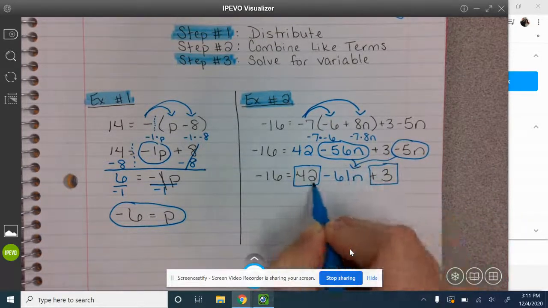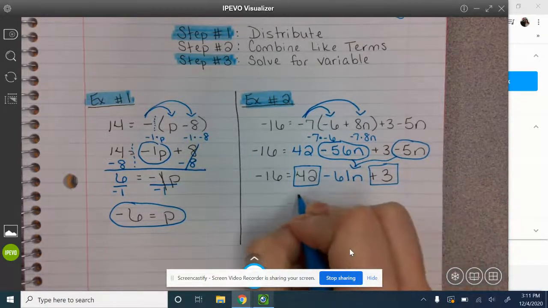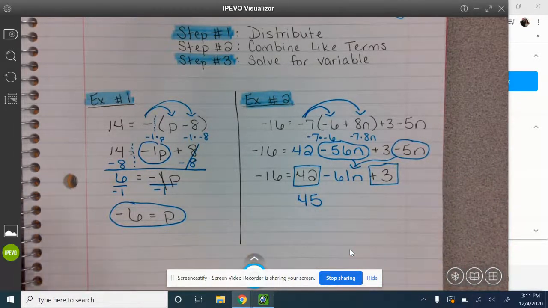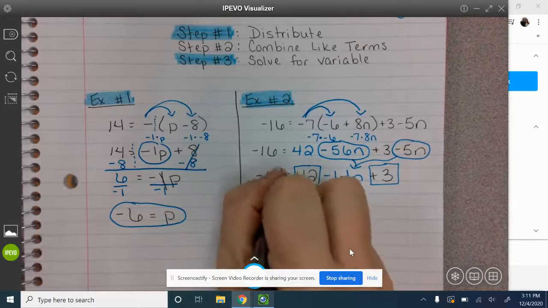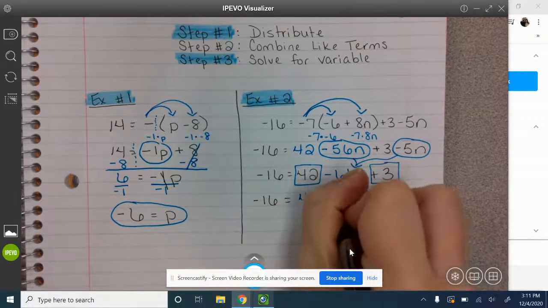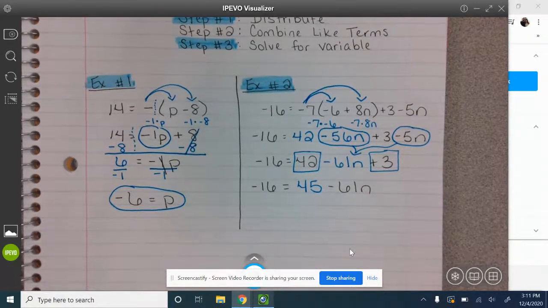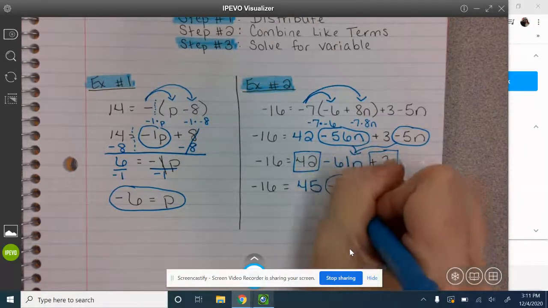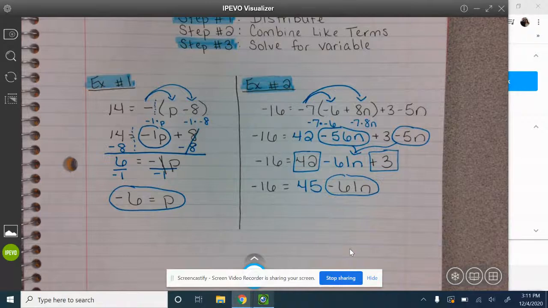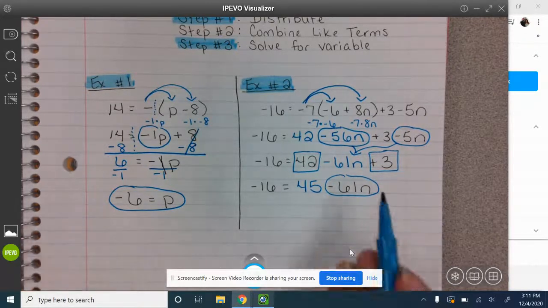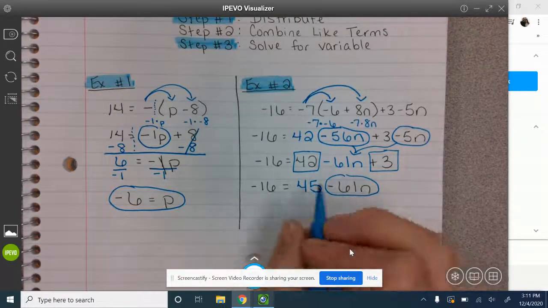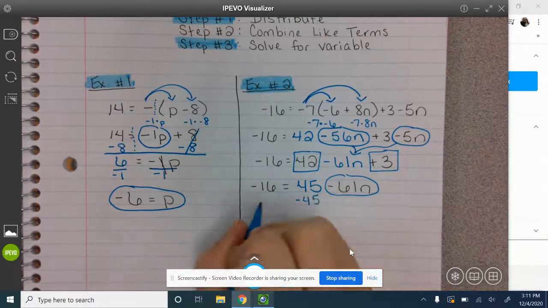Well, what is 42 plus 3? 45. Then I'm going to rewrite everything else that I have. Negative 16 equals 45 minus 61n. At this point, I have a two-step equation. I can circle my couple. Circle the one with the variable that you want by itself at the very end. Well, how do you undo a positive 45? You'll subtract 45 on both sides.